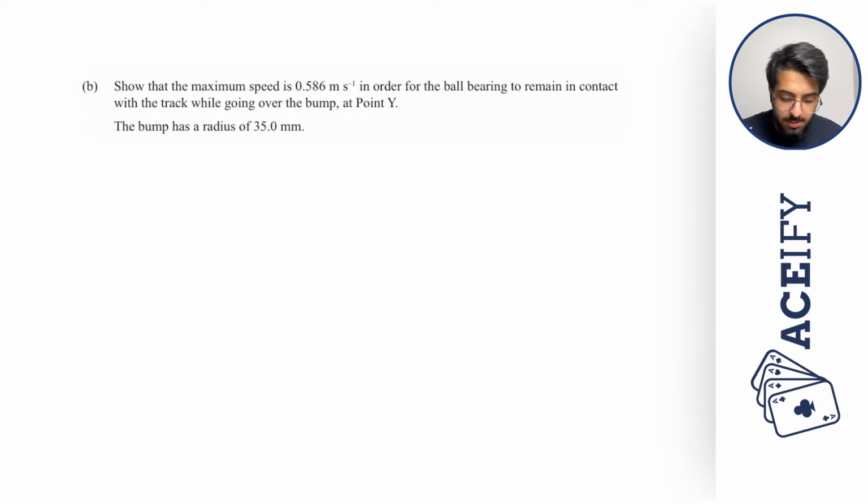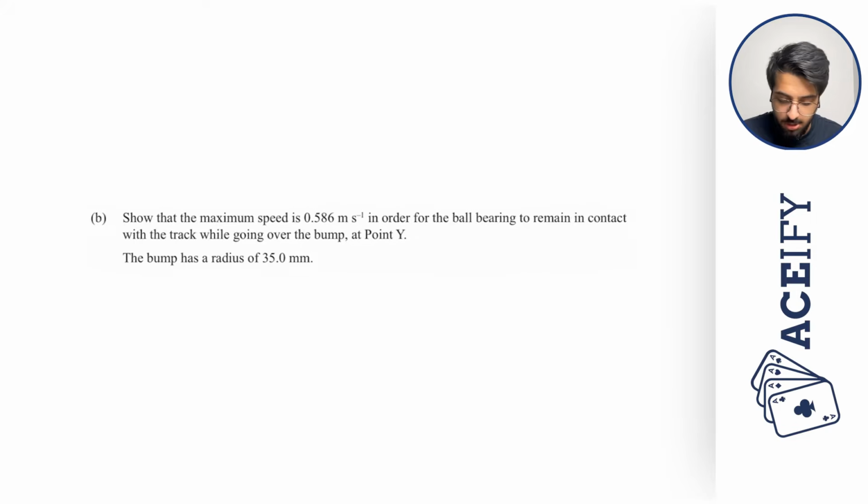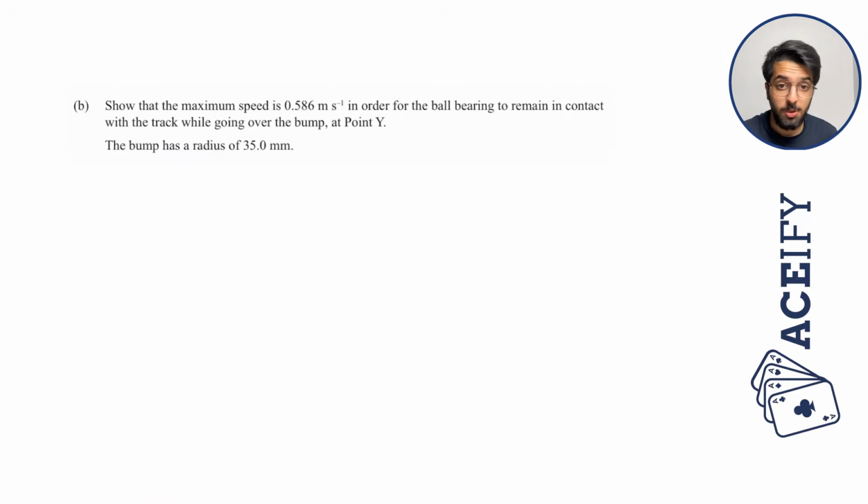Show that the maximum speed is 0.586 meters per second in order for the ball bearing to remain in contact with the track while going over the bump at point Y with the radius of 35 millimeters. So that is point Y right over here. So this question is essentially just a vertical circles question. So if you haven't watched my video on vertical circles, I think it's pretty good, so you can check it out. But this time, rather than asking for a minimum speed, we're asked for a maximum speed. So that could throw some people off. I'm pretty sure it did when I was doing the exam. But essentially, it's asking the same thing as minimum speed, just in a different scenario.